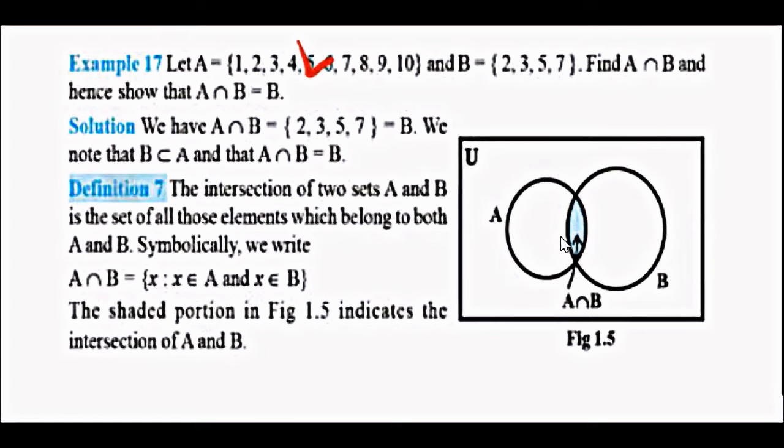The intersection, again, let us see via the Venn diagram. If this is your set A, this is another set B, the common part, or the elements which are common to A and B, these are the values which will come in the intersection. So A intersection B will give you those elements which are exactly in A and also in B.